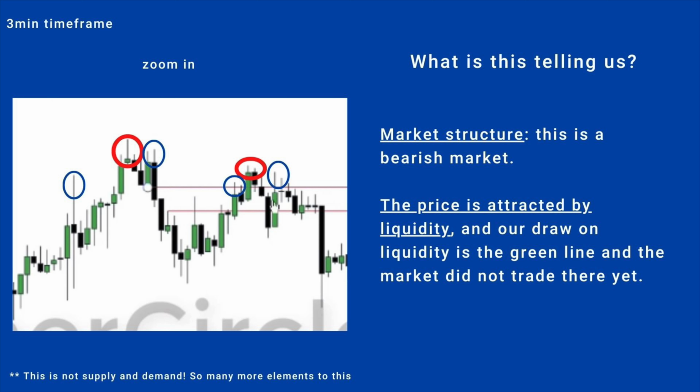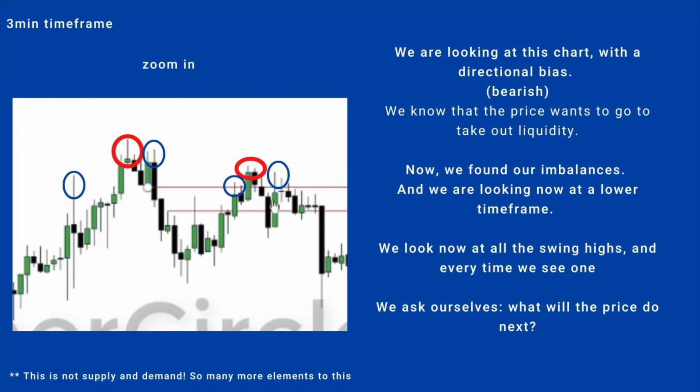So let me recap. We're looking at this chart with directional bias, meaning we know that the market is bearish, that the price wants to go down. We know, as always, that the price wants to go and take out liquidity, or it is attracted by an imbalance. Now that we know that, we found our imbalances and we are ready to switch to a lower time frame. We look now at the swing highs, and every time we see one, we are asking ourselves, is the price ready to go lower? Why? Why not?